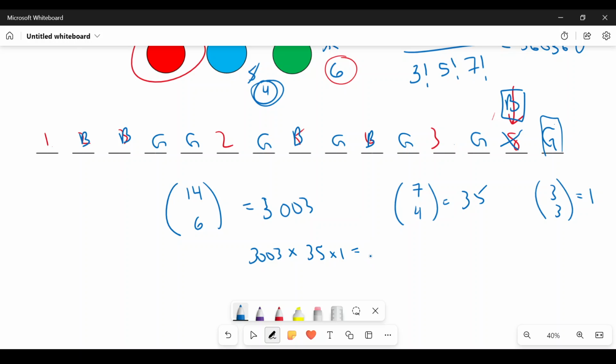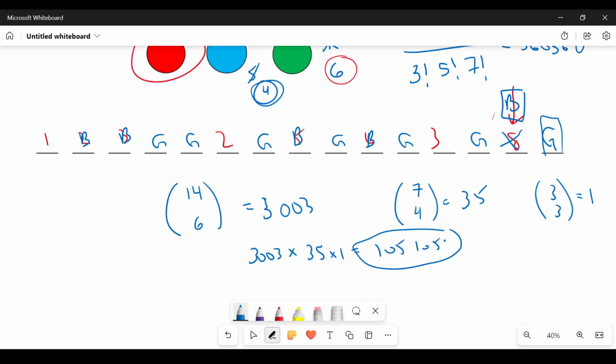So altogether, there are 105,105 ways of arranging the marbles or pulling the marbles so that there's definitely a green marble last, and there's definitely not a red marble in the second last position. Meaning there's a green marble last and the blue marble ends before the red marble. No, backwards. You know what I mean.